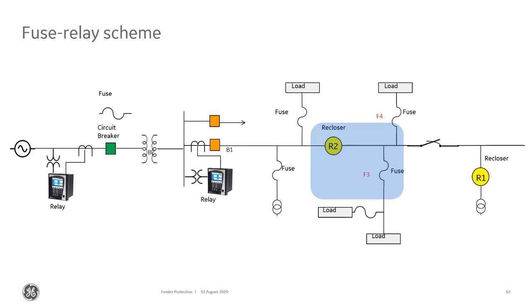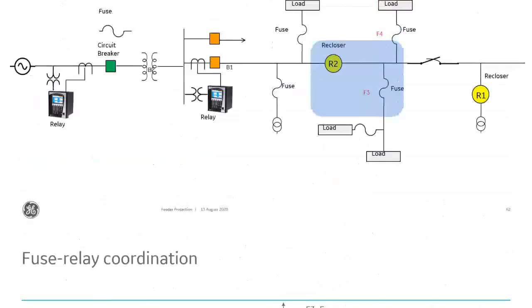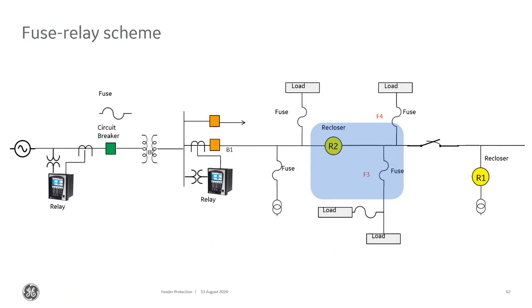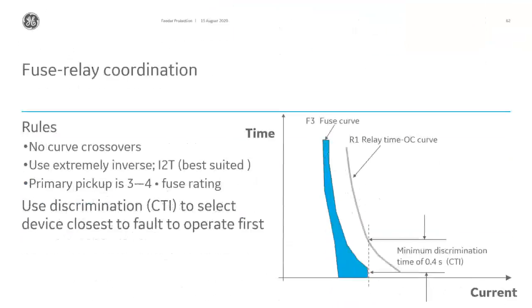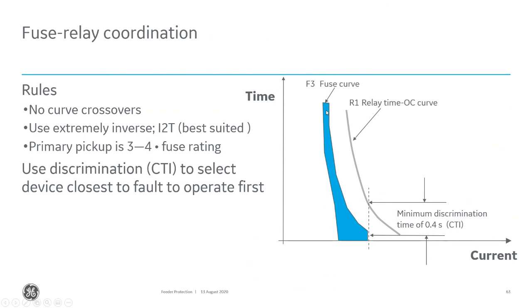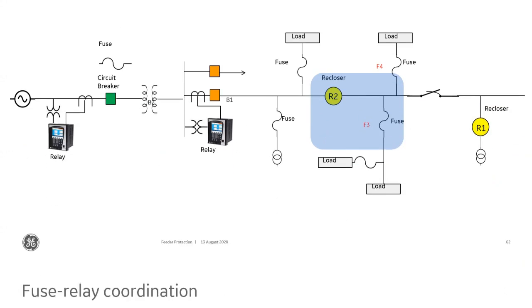So the recloser that I've shaded there needs to coordinate with the fuses F3 and F4, as well as the recloser at the end of the line. So if you have multiple devices that you need to coordinate with, you have to choose the device that has the slowest tripping time or clearing time. In this case, it's the F3 fuse, which has the longest clearing time.